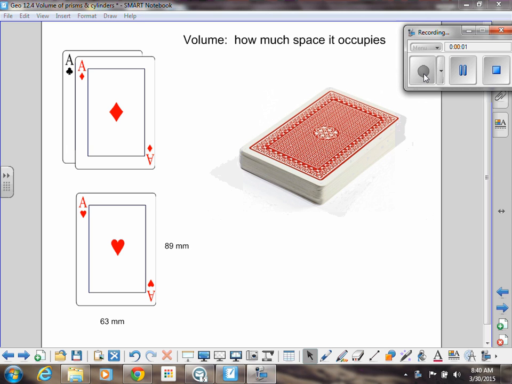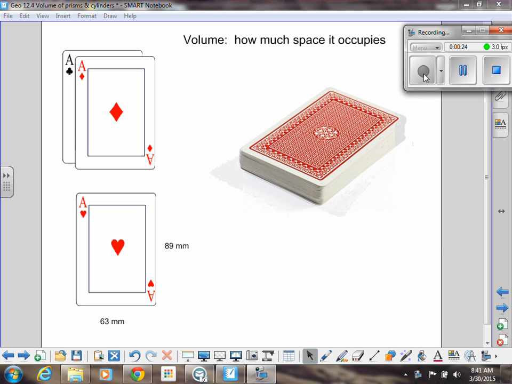So guys, in this video, we're going to talk about volume, and specifically volume of prisms and cylinders. Remember that volume is just how much space something occupies. So let's take a deck of cards. Notice that the deck of cards almost looks like a prism, a rectangular prism. But if I think about how much space that occupies, let's go back down to just a single card.